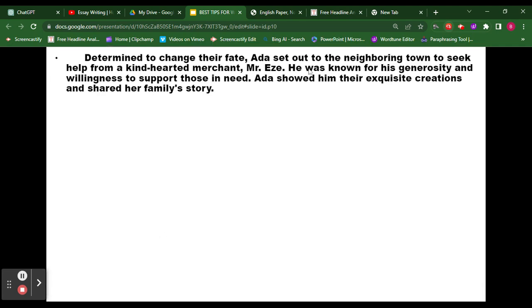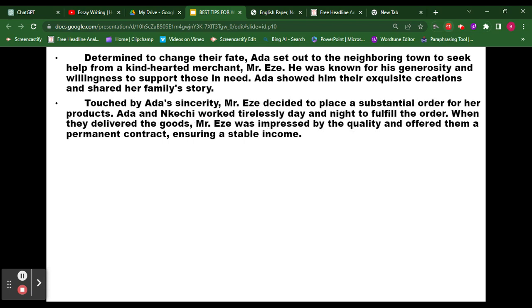Determined to change their fate, Ada set out to the neighboring town to seek help from a kind-hearted merchant, Mr. Eze. He was known for his generosity and willingness to support those in need. Ada showed him their exquisite creations, very beautiful creations, and shared her family story. Touched by Ada's sincerity, Mr. Eze decided to place a substantial order for her products.